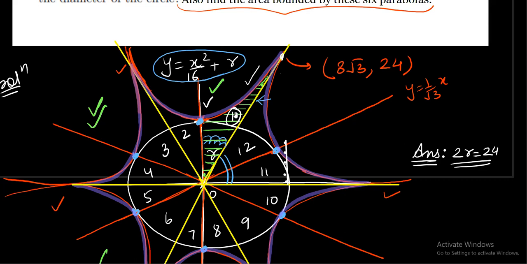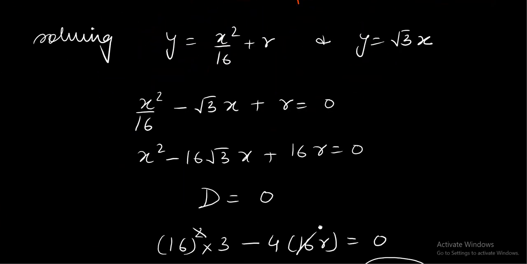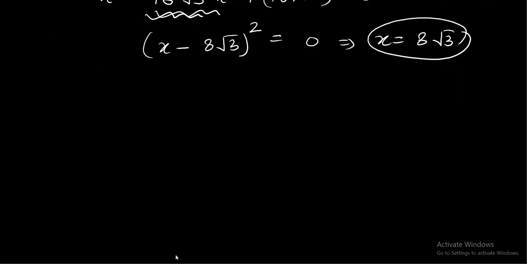Now calculating this green region's area from 0 to 8√3, I will integrate which branch? The upper branch, which is a parabola, minus the lower branch, which is a straight line, right? So upper branch minus lower branch from 0 to 8√3 will give me the answer. So we started writing it. We will say that this implies the green shaded area. First I'm finding the green shaded area.